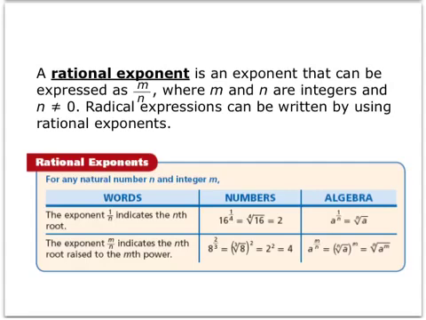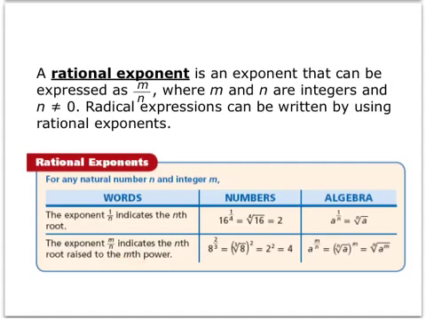A rational exponent is an exponent that can be expressed as m over n, where m and n are integers and n will never be 0. If n were 0, it would be undefined. Radical expressions can be written by using rational exponents. For any natural number n, the exponent 1 over n indicates the nth root. So if it were 1/2, it would be the square root. 1/3, the cube root. Here we have an example, 1/4, the 4th root. So the algebra is a to the 1 over n is the nth root of a. The exponent m over n indicates the nth root raised to the mth power.